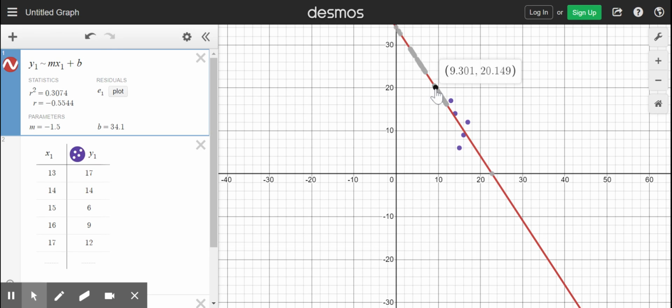So we would probably estimate that the 20 kids is going to be about 9, really around 9.3, but we'll say 9. All right, and that's how you do that one right there.